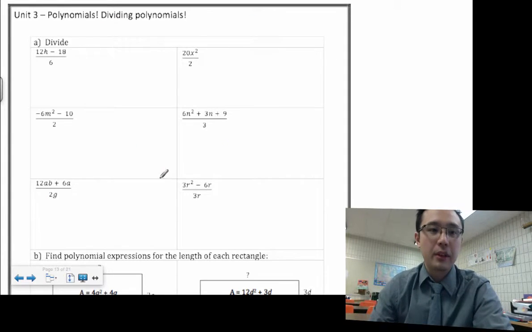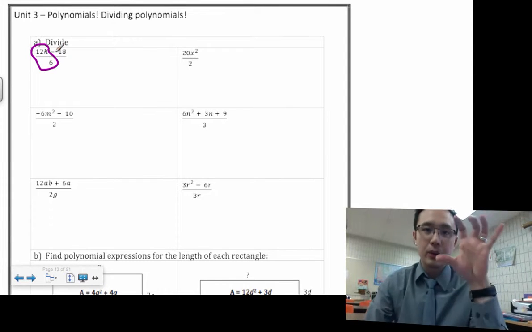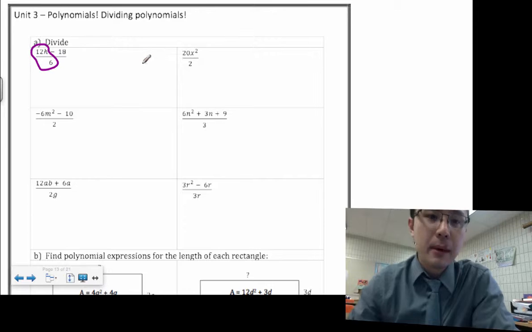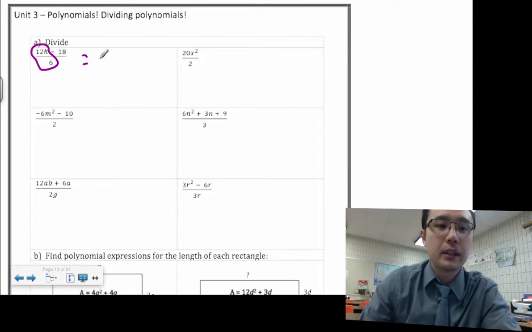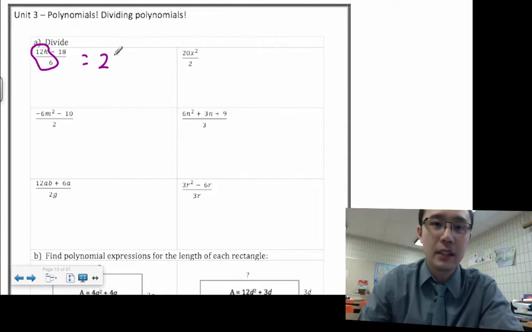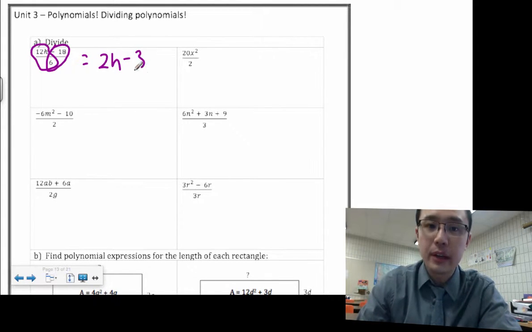Next one, we're whipping through this one. Dividing polynomials: separate these binomials or trinomials into separate monomials. So the first one is 12h divided by 6, divide the coefficient. This is going to be 2. H doesn't have anything to divide into except for 1 really, so it just becomes 2h. Next one, negative 18 divided by 6. This is going to be negative 3.